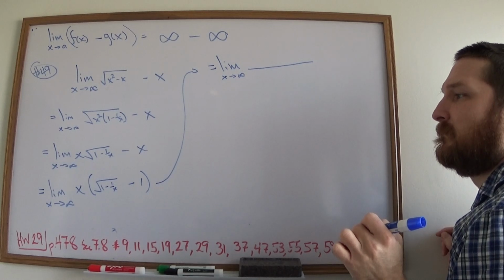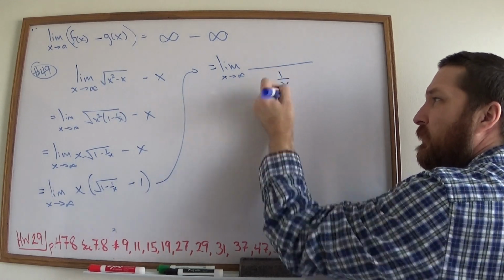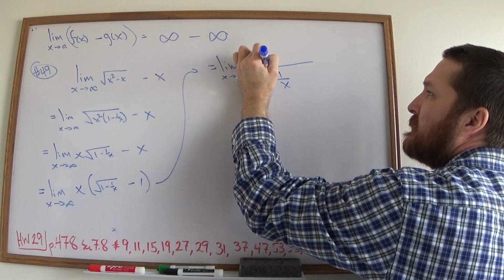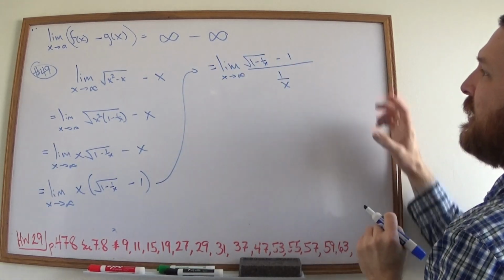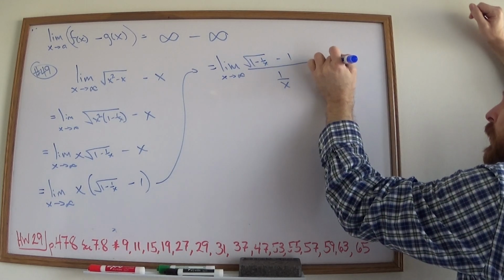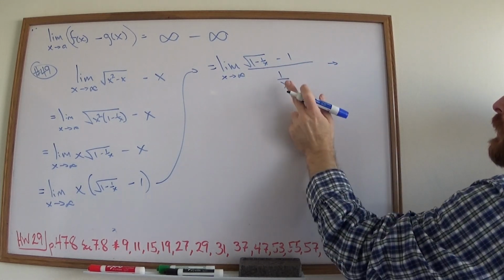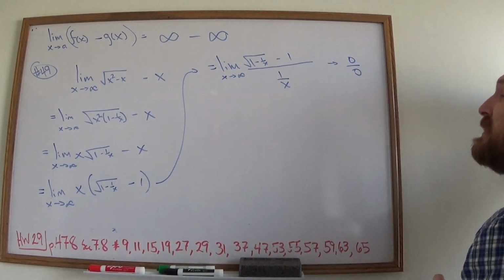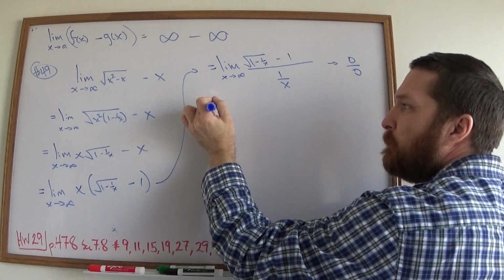The x, right? So I'm going to write that as 1 over x. And then the numerator stays like this. Now we have what? This goes to what over what? Infinity over 0. No, sorry, 0 over 0. Okay, so now we can apply L'Hopital's rule, right?